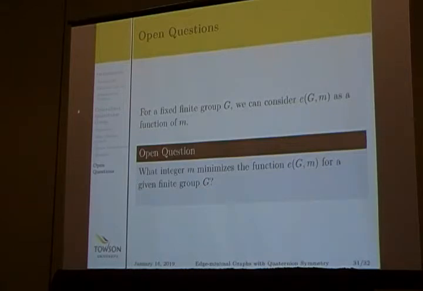Something more general, if you were to consider this invariant as a function of m, you might wonder, well, what integer m is going to minimize this function? So assuming that it's defined, what integer m minimizes it? And then does that correspond to a vertex minimal graph? In the case of Q8, this is the only known example where you're getting this sort of discrepancy. If you minimize vertices first, you get something different than if you minimize edges first. That's all I have.